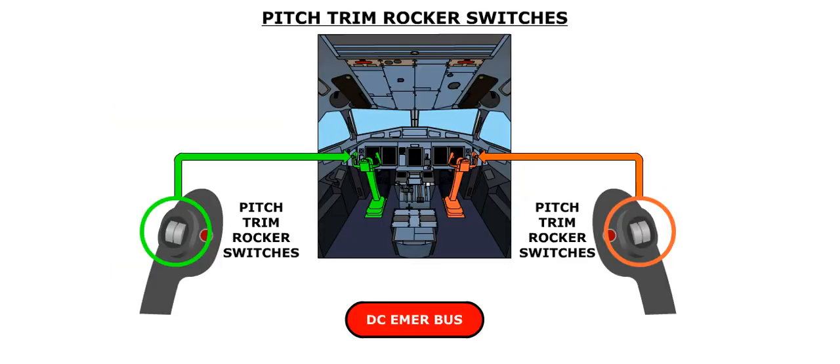Pitch trim is normally obtained by actuating the two pitch trim rocker switches, located on the outboard horn of either control wheel. The switches must be actuated in the same direction in order to obtain pitch trim. Power for the normal pitch trim system is from the DC emergency bus. If you recall, actuating pitch trim while the autopilot is engaged will automatically disengage the autopilot.